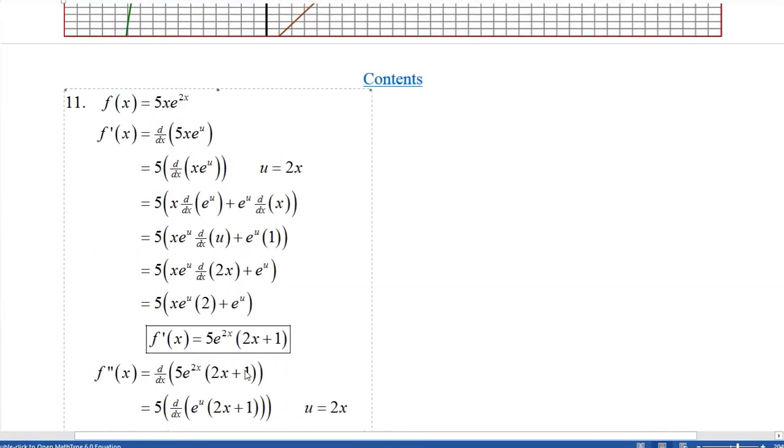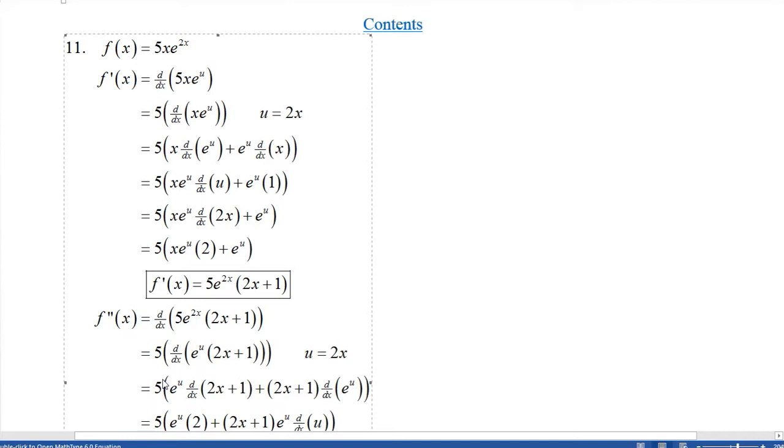Now, hopefully you've already done this one as well. Once again, I can bring the 5 out front, and I have a derivative of a product. It's very similar to the last one, actually. We still have an e to the u, where u is 2x, just like before. And instead of an x here, we have a 2x plus 1. So it's very similar to the first derivative. The 5 is still out front. We have parentheses around the whole thing, and then here we have the product rule: the first, e to the u, times the derivative of the second, that's the derivative of the 2x plus 1, plus the second factor, 2x plus 1, times the derivative of the first factor, e to the u.